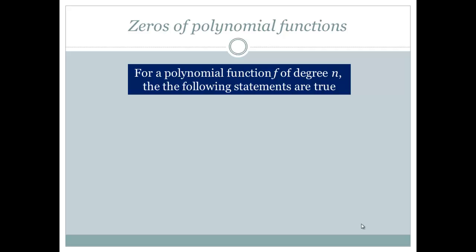Hopefully you got the introduction, you understand the leading coefficient test, and you understand continuity. Now we're going to talk about some more properties of polynomials and graphing, specifically zeros, and then we're going to do a bunch of examples. So let's talk about the zeros of a polynomial function.